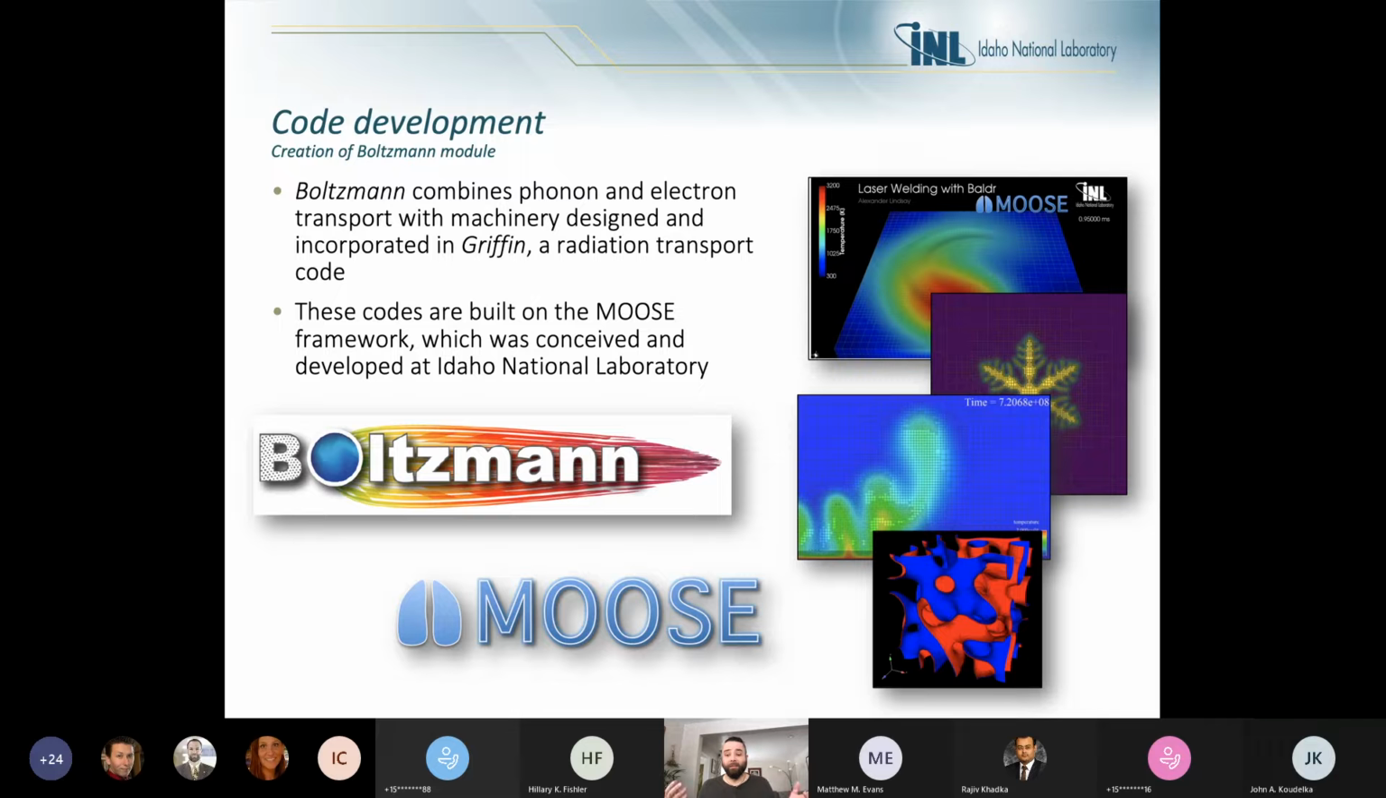We can simulate thermal hydraulic flow in reactors. We can look at how laser welding can etch things onto surfaces. It's a really phenomenal code package, and if you're interested in modeling anything, it really has something for everyone.